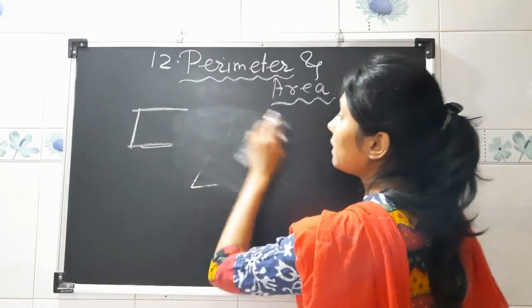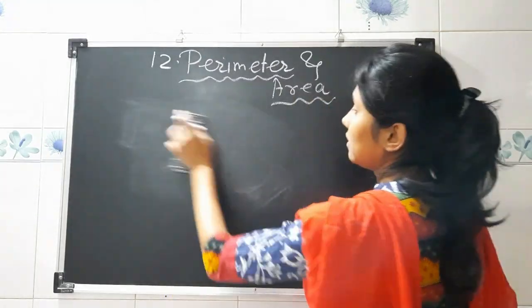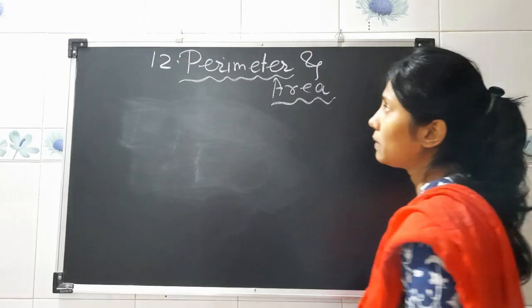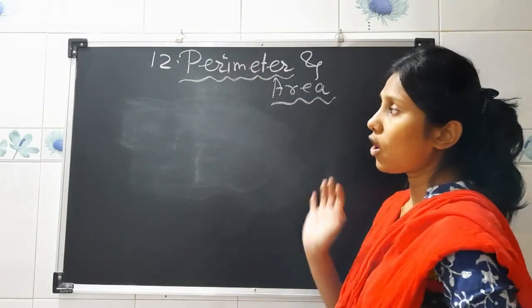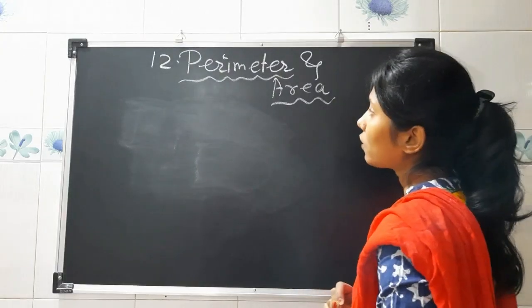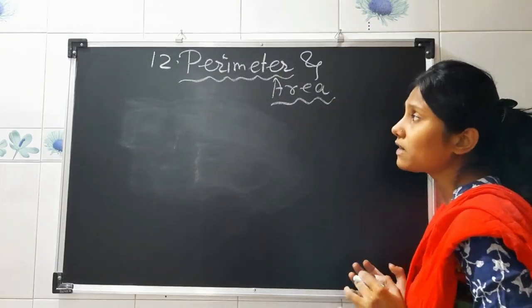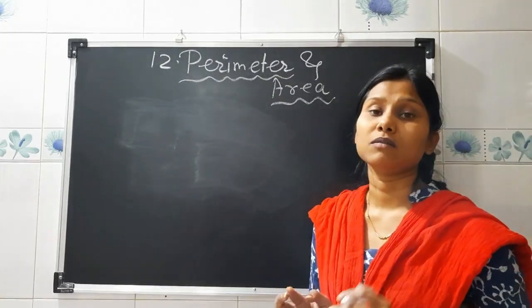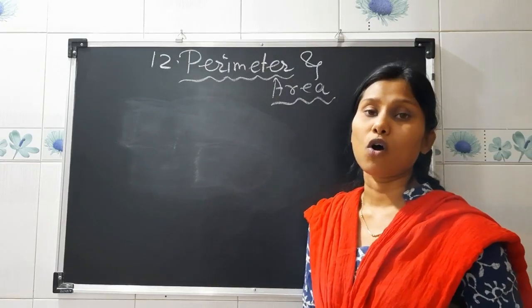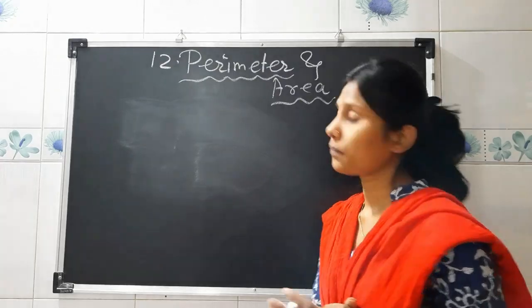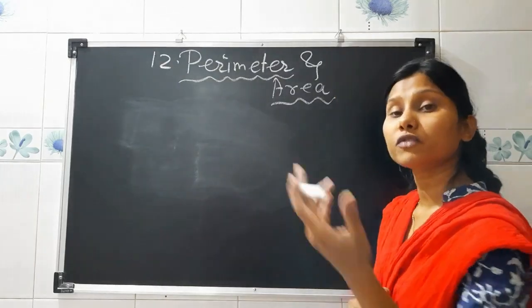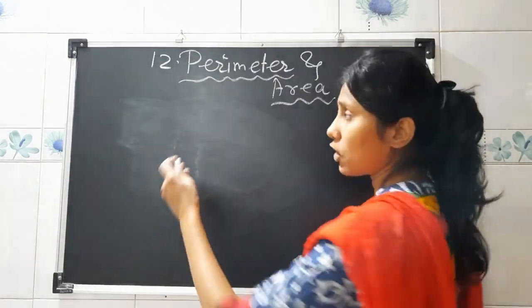So perimeter is measured on closed figures. Perimeter means the sum of the lengths of all the sides of the figure. The total of the lengths of all the sides of the figure.